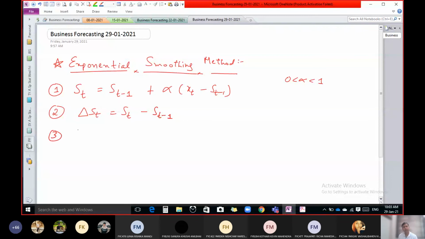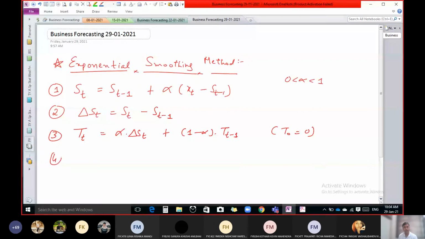Third formula, trend value at time t. Capital T is the symbol for trend. The formula is alpha times delta St plus 1 minus alpha times T minus 1. And here you always have to consider T0 equal to 0. So this is the third formula, alpha times delta St plus 1 minus alpha times T minus 1. This is the formula for trend value at time t.